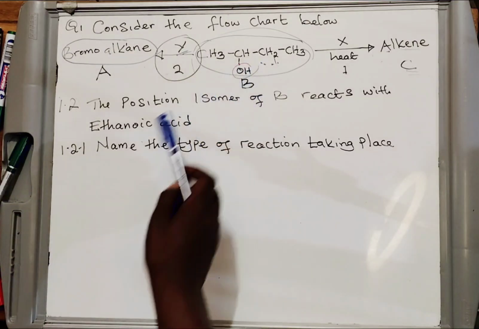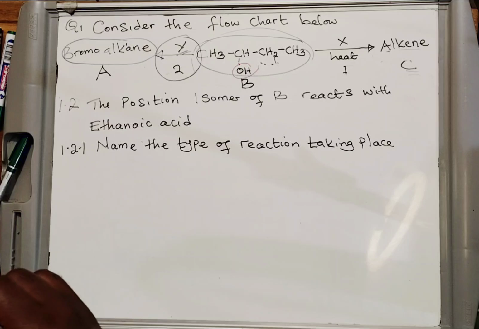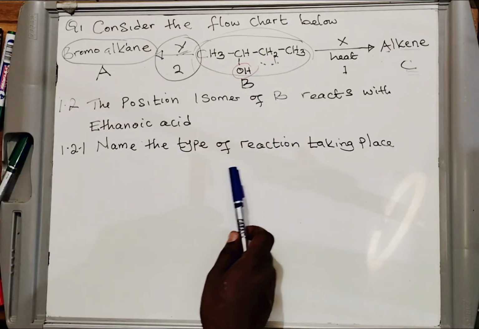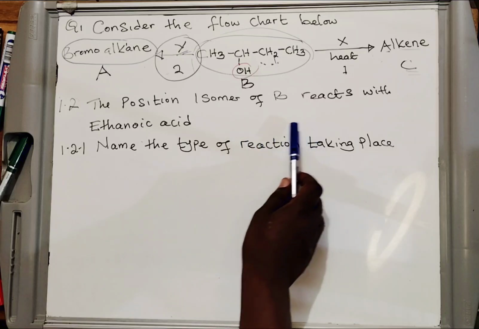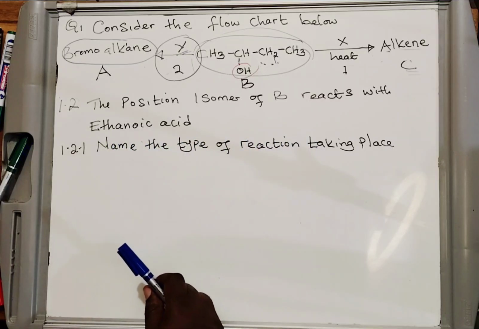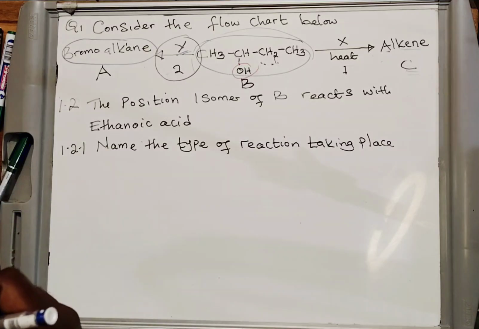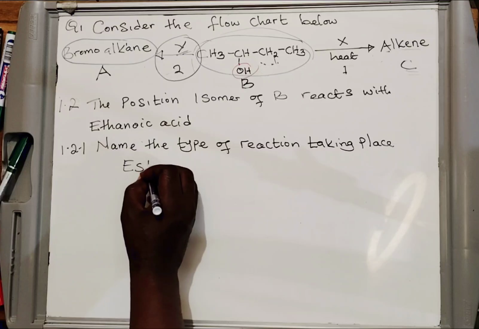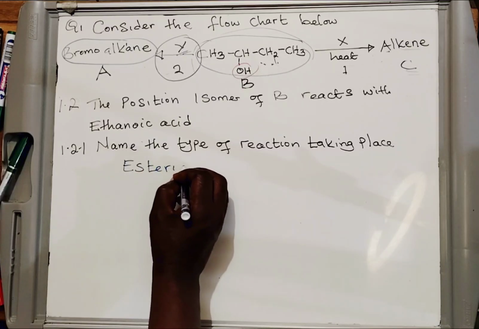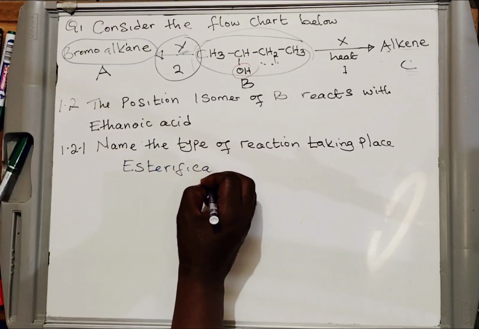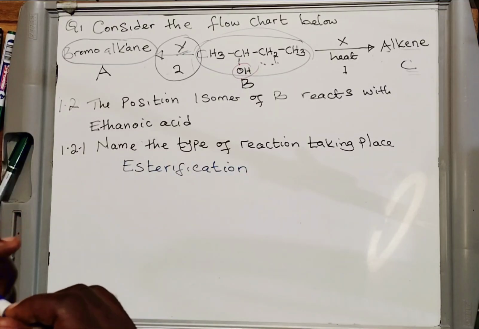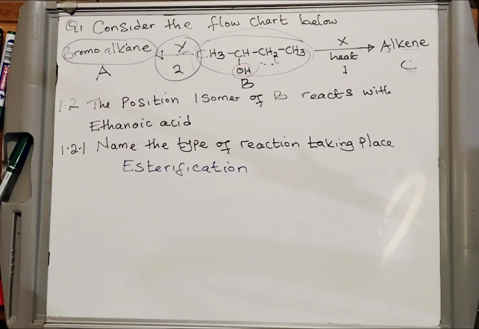We know that B belongs to alcohols, and alcohols react with ethanoic acid, which is a carboxylic acid. So what type of reaction is that one? The reaction is esterification. Okay, thank you. Then we go to the next question.